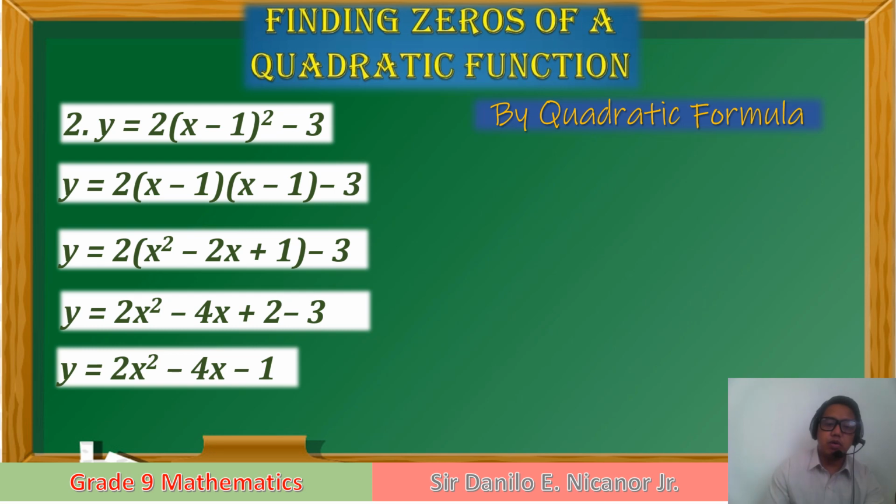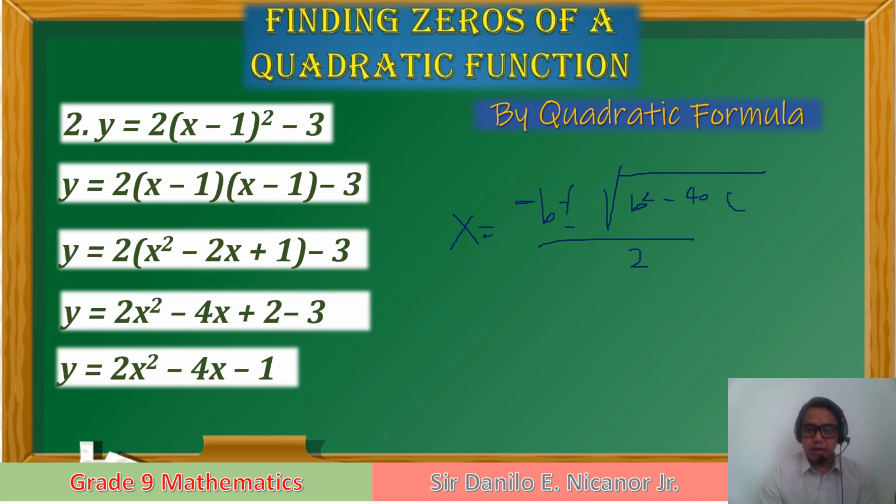So, if not factorable, ang gagamitin mo, quadratic formula. Ano ba yung quadratic formula, sir? Ito yung x equals negative b, plus minus square root of b squared minus 4ac, all over 2a. Yan yung ating formula.